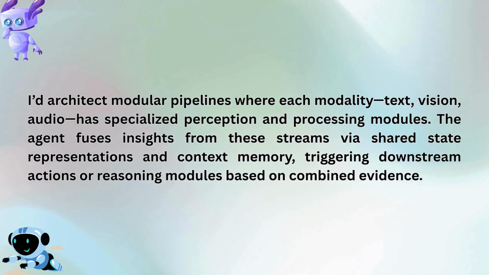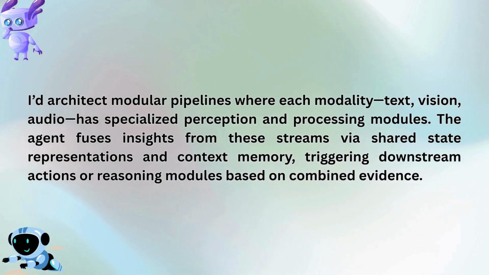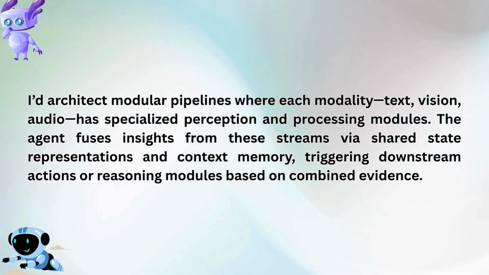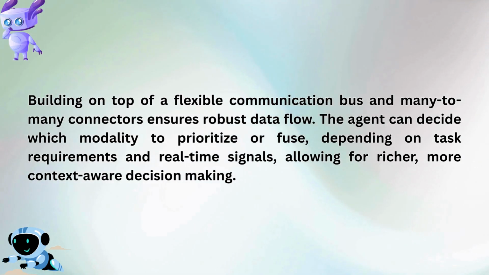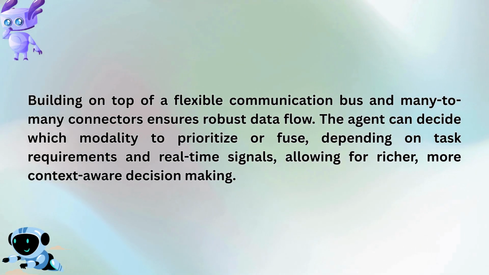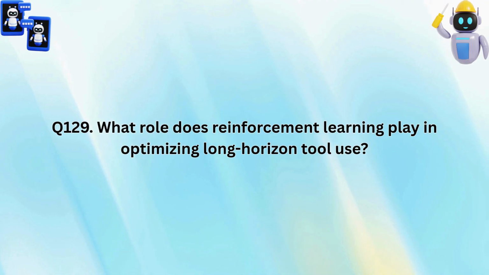How would you design agent workflows across multiple modalities? Text, vision, audio. I'd architect modular pipelines where each modality, text, vision, audio, has specialized perception and processing modules. The agent fuses insights from these streams via shared state representations and context memory, triggering downstream actions or reasoning modules based on combined evidence. Building on top of a flexible communication bus and many-to-many connectors ensures robust data flow. The agent can decide which modality to prioritize or fuse, depending on task requirements and real-time signals, allowing for richer, more context-aware decision-making. What role does reinforcement learning play in optimizing long-horizon tool use?